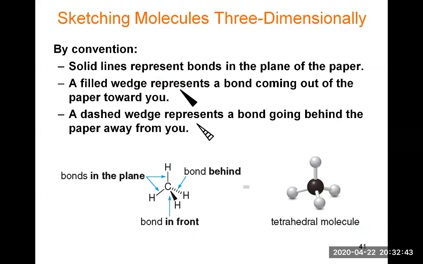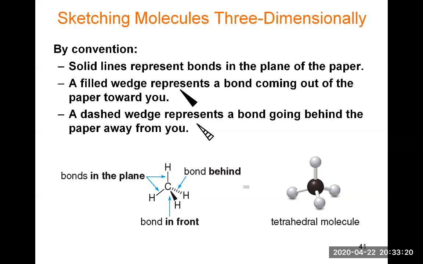Then you will use wedges. A filled wedge represents a bond coming out of the paper toward you. And a dashed wedge represents a bond going behind the paper, away from you. And so when you draw these, you want to give a pyramidal shape to the 3 bonds that are going downward. And then one of the bonds that is in the plane is just straight up.